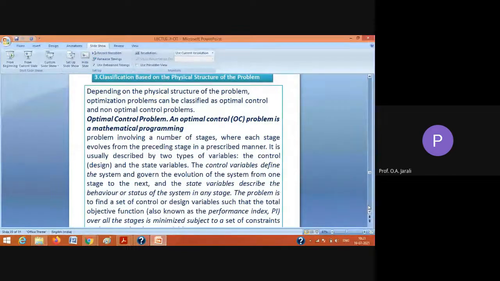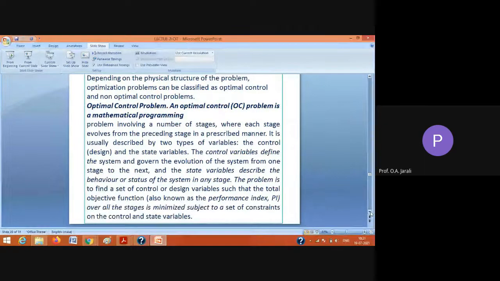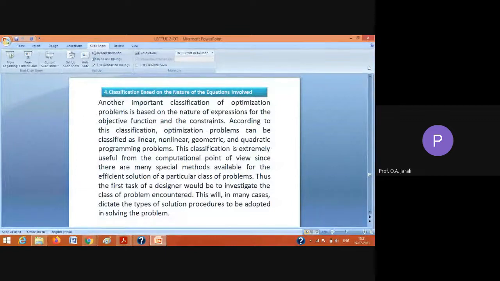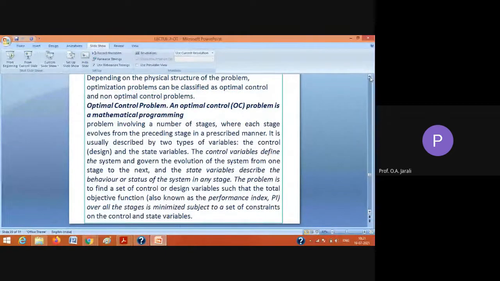The problem is to find a set of control or design variables such that the total objective function, which is also known as the performance index, over all the stages is minimized subject to a set of constraints on the control or state variables. So this is about the optimal control problem. And vice versa, which is not satisfying, it is called a non-optimal control problem.